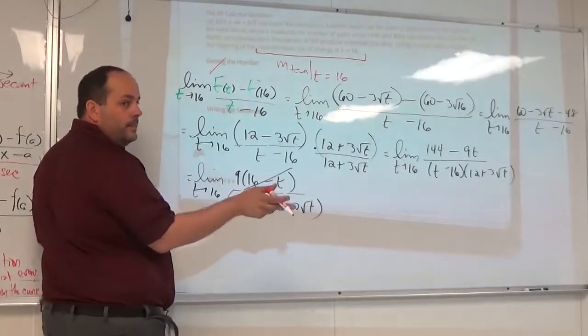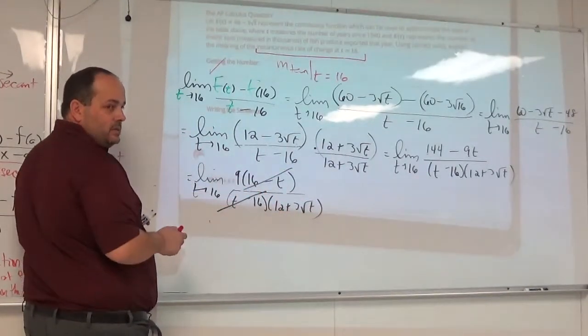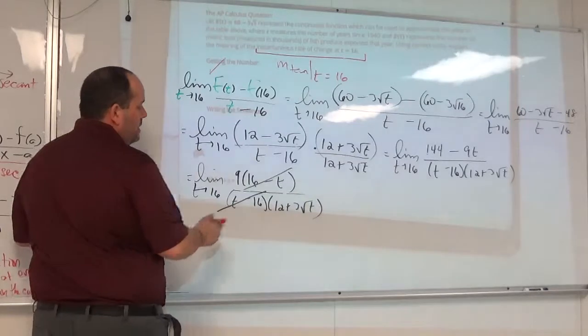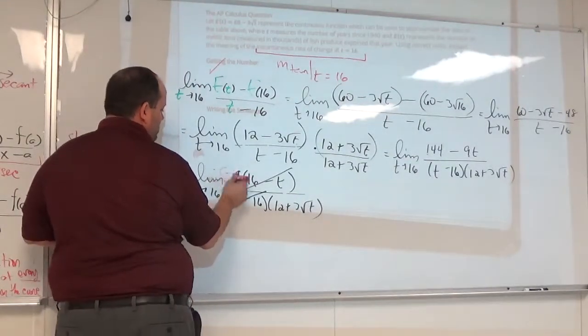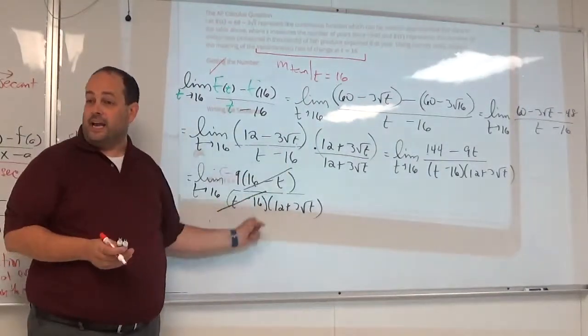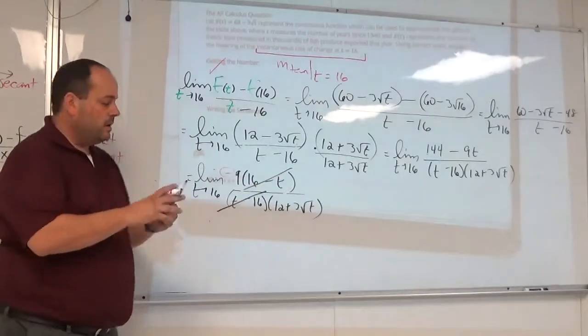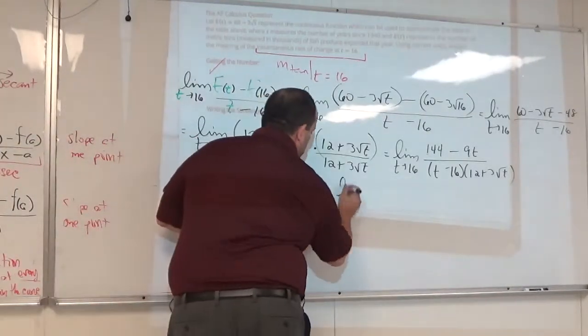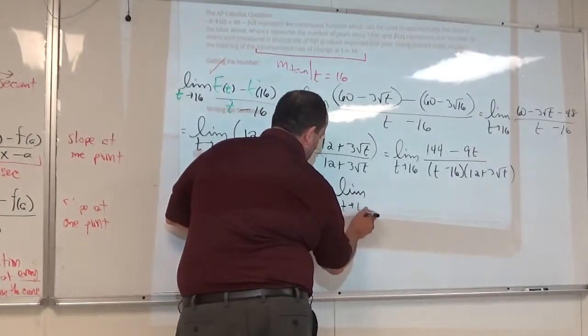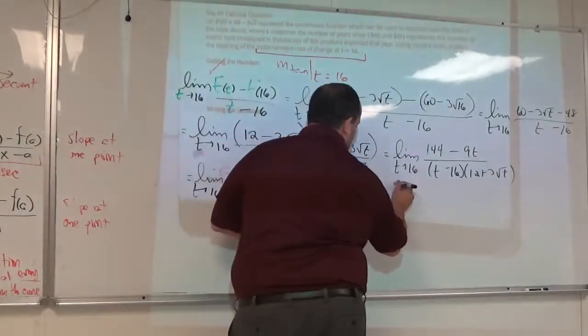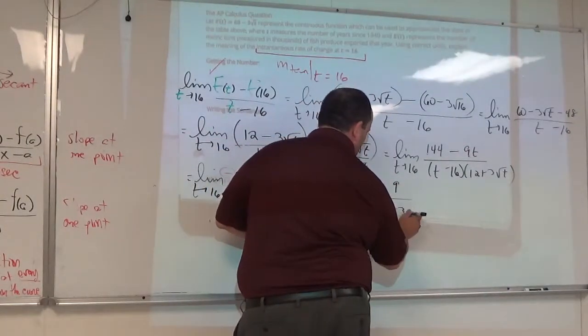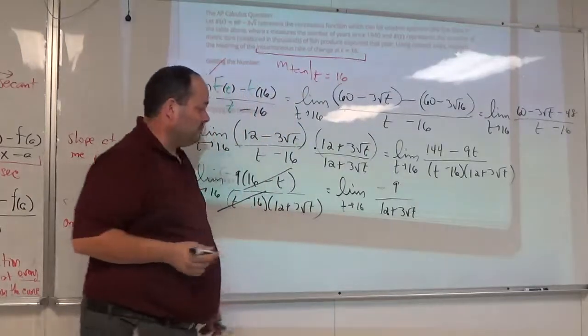is positive t and negative 16. So what happens when they cancel? We do the negative. Yeah, it actually introduces a negative. When they divide out, you actually get a negative one, not a positive one. So your final answer, limit, you guys are really getting good at this. Limit as t approaches 16, negative 9 over 12 plus 3 square roots of t.